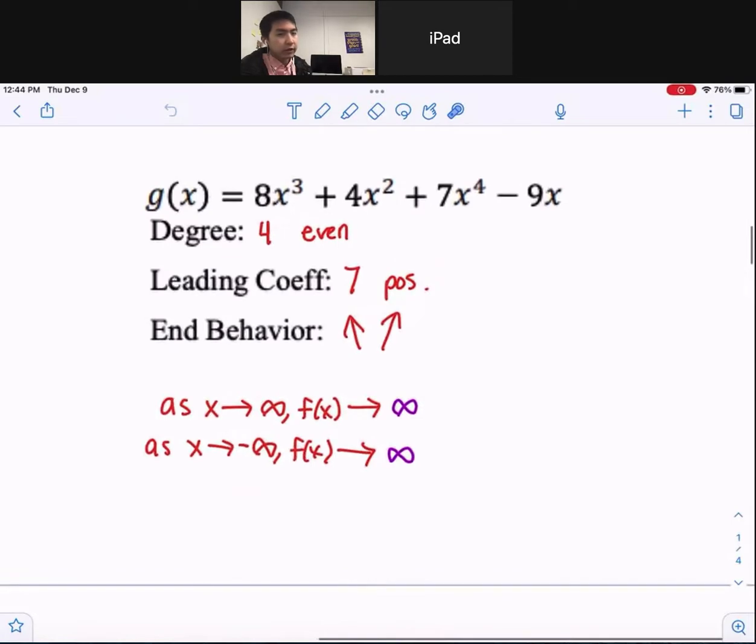Now this one's a little tricky, you guys. Everyone look. The highest degree is 4. So 4 is your guys' highest degree, so that's even. And the coefficient attached to this 4, you guys, is 7. So it's positive. Positive even is up and up. So as you look at the right-hand side, the right arrow is going up, positive infinity. As it's going to the left, f of x is going up on the left-hand side.